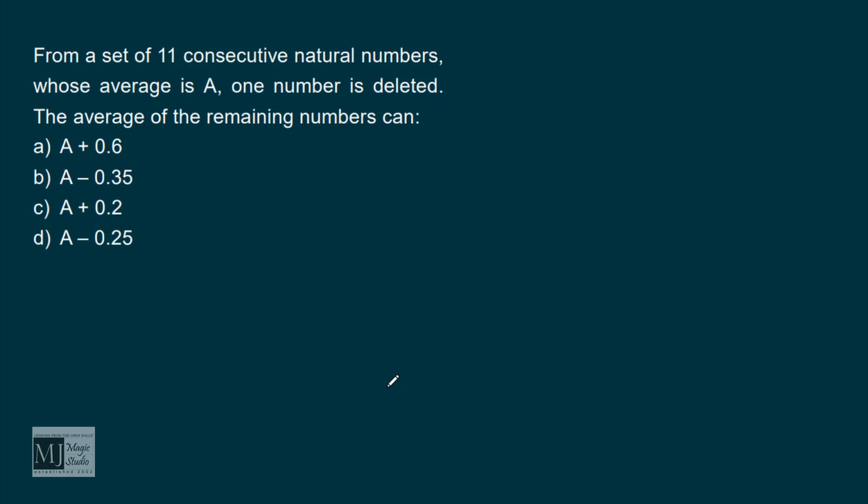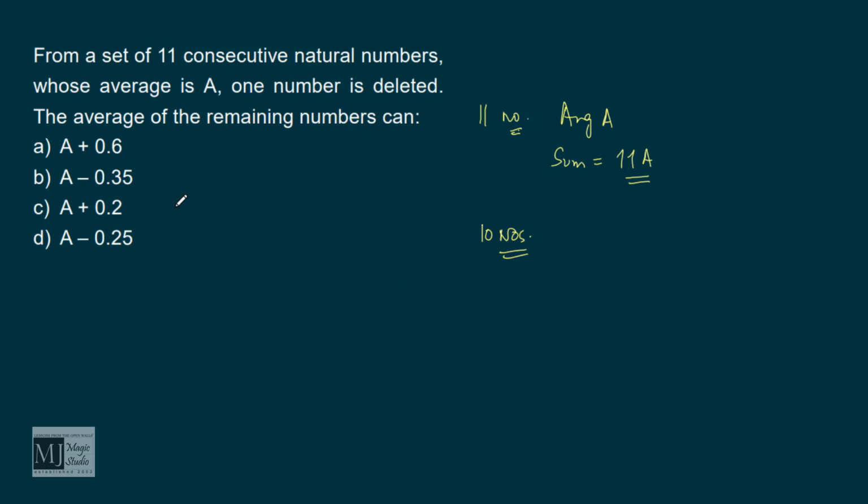Again, a very interesting question which was once asked in CAT and is doing rounds this year in all mocks in different variants. So I thought of picking up this question also so that we can understand the gimmicks of this particular type of question. From a set of 11 consecutive natural numbers whose average is A, we have 11 numbers, all consecutive. Its average is A. That means the sum of all these 11 numbers should be 11A. Fine. One number is deleted. If I delete one number, I would be left with 10 numbers only.